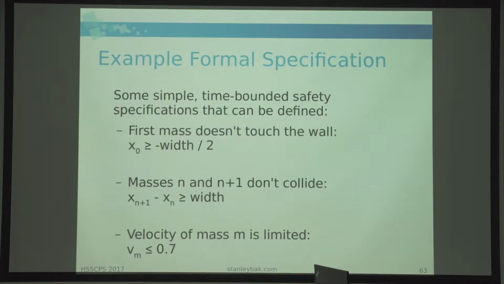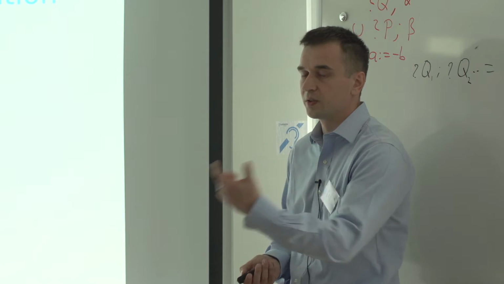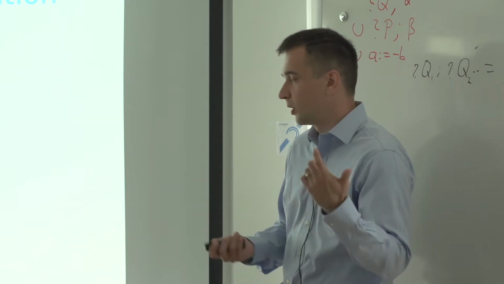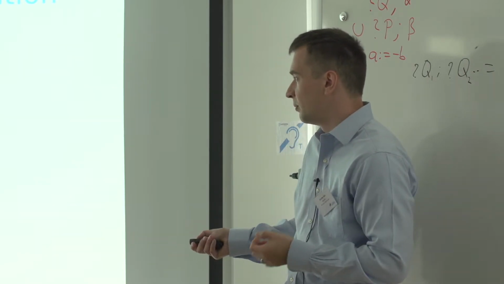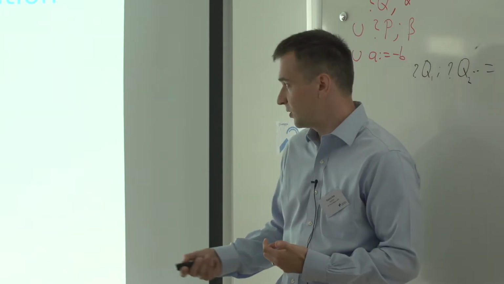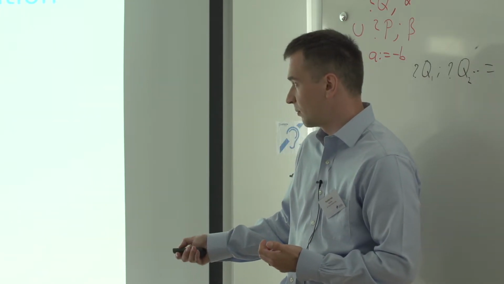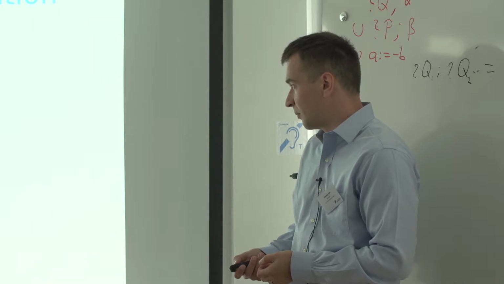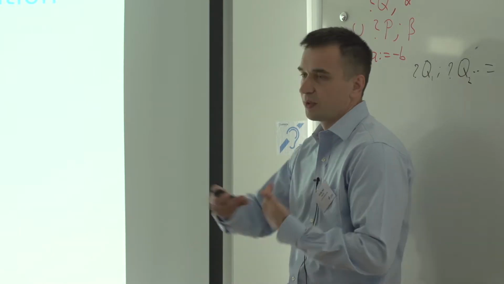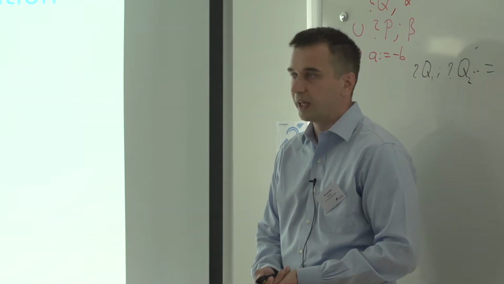And then what's a specification for this type of system? So if you want a formal specification, you could define things like the first mass doesn't touch the wall. So if you have a certain width, you could imagine these things are moving. You don't want to run into the wall. That could be a specification. Maybe the two neighboring masses don't touch each other. You could define that with this mathematical equation. Or maybe there's some maximum velocity for masses. Those are all valid specifications.